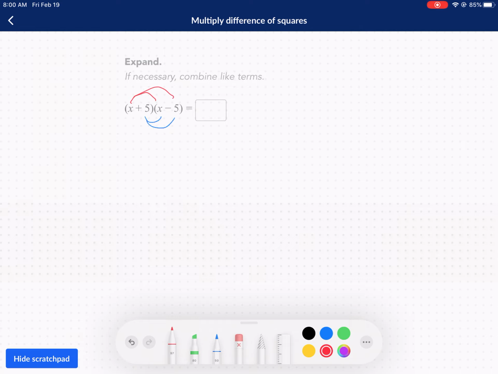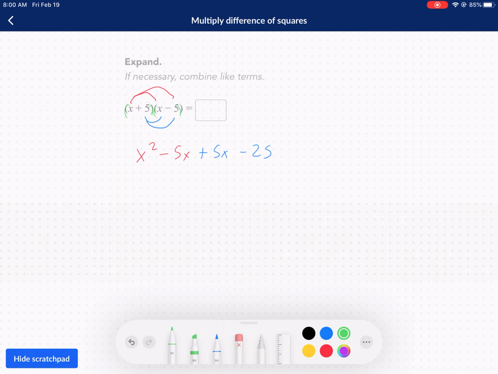So let me show the red. First, we're going to do x times x, and that's x squared, minus 5x, and then plus 5x, and then minus 25. If you are lost in what I'm doing, make sure you check out some other videos, but essentially I'm just distributing here. I'm multiplying every combination of these factors because the parentheses indicate that these are two factors multiplied together.